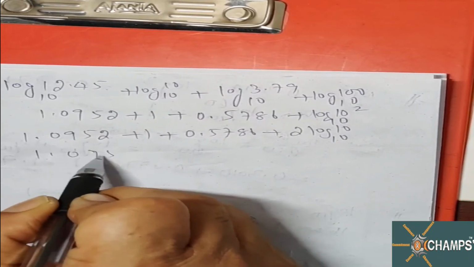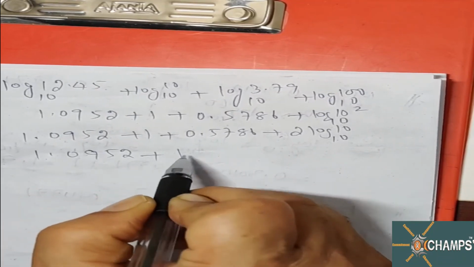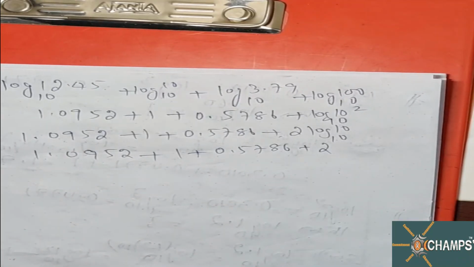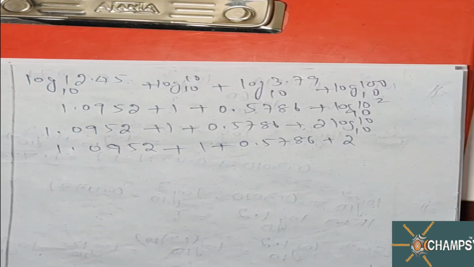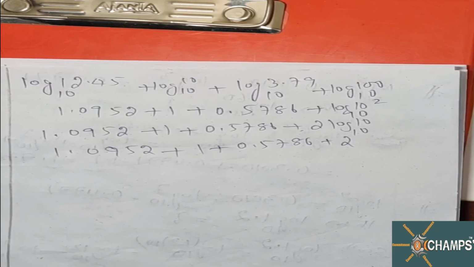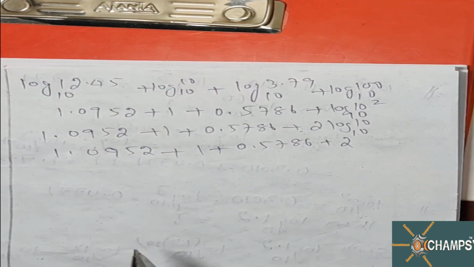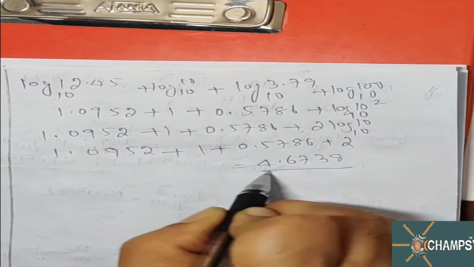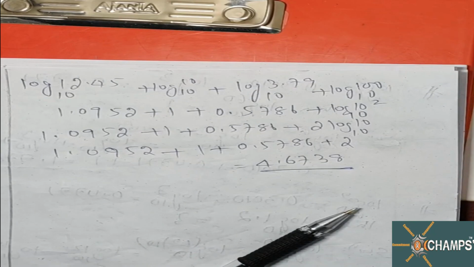So 1.0952 plus 1 plus 0.5786 plus 2, since log 10 to the base 10 is equal to 1. So when I add these values, 1.0952 plus 1 plus 0.5786 plus 2, this is 4.6738. Okay, sir. This is the answer to the given question.